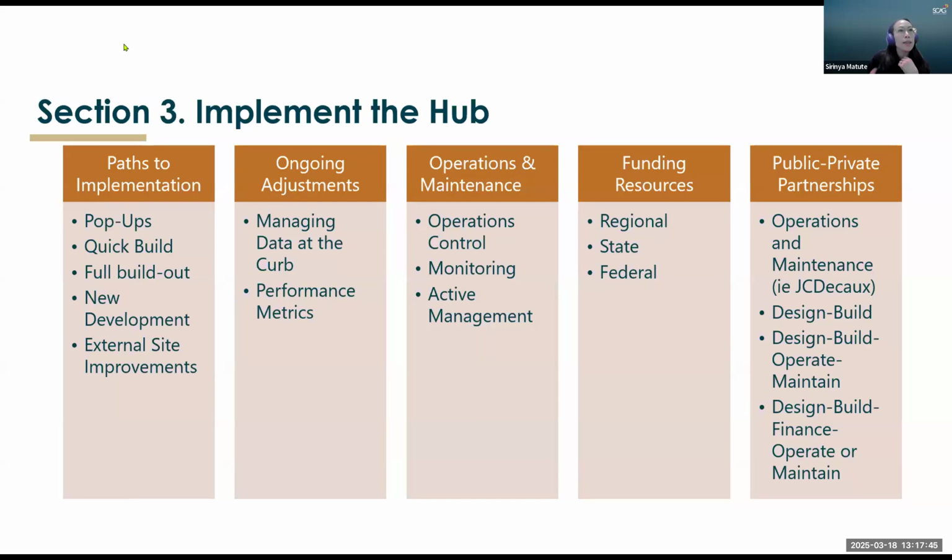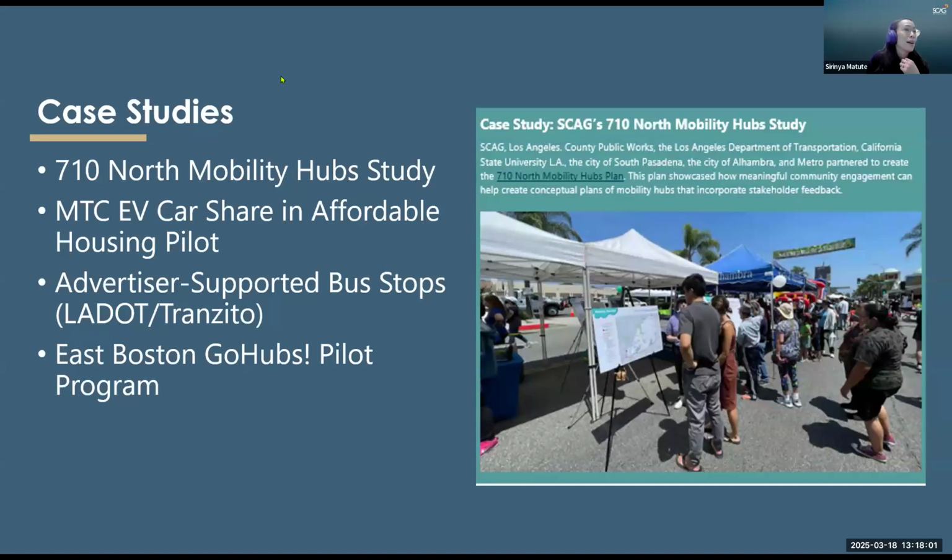And then the last one is about public-private partnerships. We've got our 3 case study partners here, and they will talk extensively about the kind of partnerships they had to form in order to design, build, and implement their mobility hubs. This slide gives you highlights of the case studies that you'll find inside our guide. They include the 710 Mobility Hub study, the MTC EV car share project and affordable housing pilot, a plug for advertiser-supported bus stops, LADOT Transit, who happen to be here, and the East Boston Go Hubs pilot program.